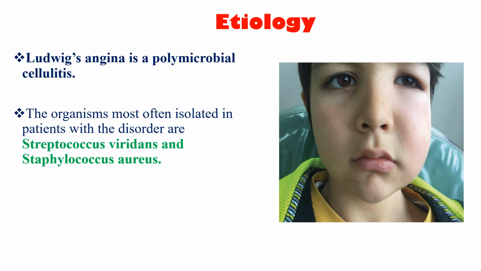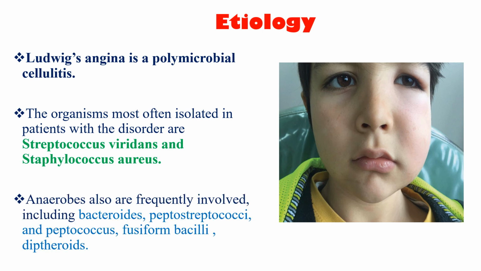Submandibular space infection is a polymicrobial cellulitis. The organisms most often isolated in patients with the disorder are Streptococcus viridans and Staphylococcus. But anaerobes are also frequently involved, including Bacteroides, Streptococcus and Peptococcus, and also fusiform bacilli and diphtheroids.